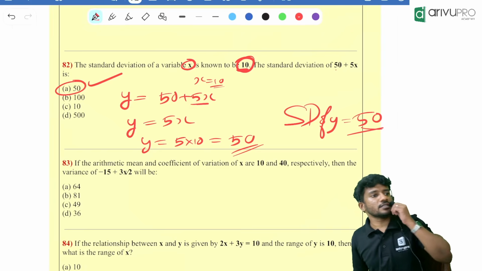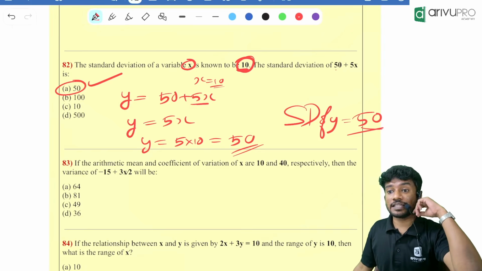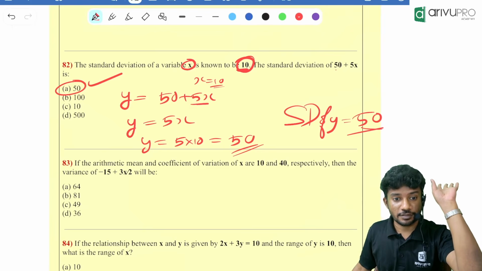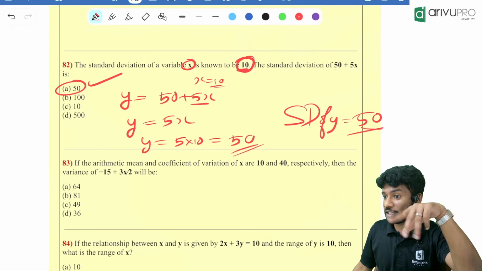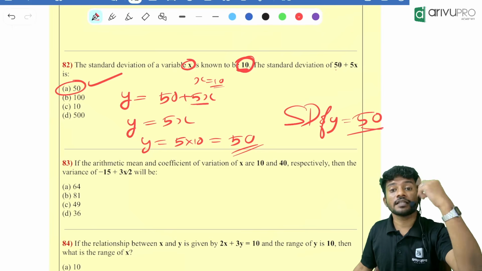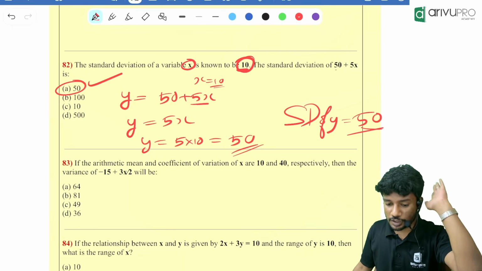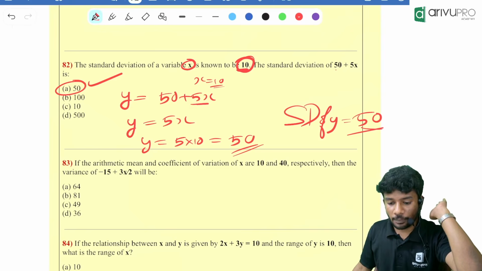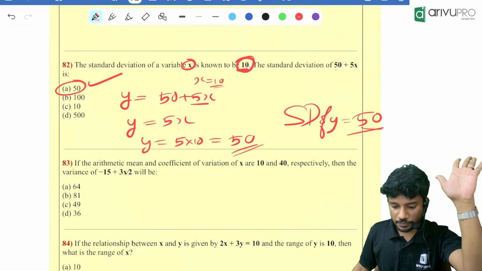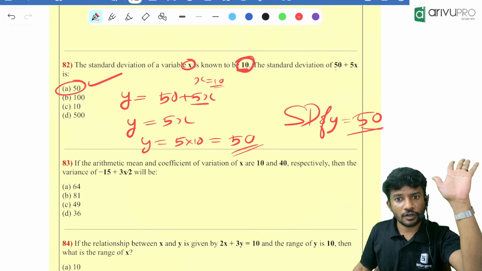Option A is the answer. Very easy. You will get the answer if you know the concept. If you don't know the method, you will get a wrong answer, and that wrong answer will also be there in the options. That will be the problem. I hope everyone understood the method. Everyone got it? Yes.